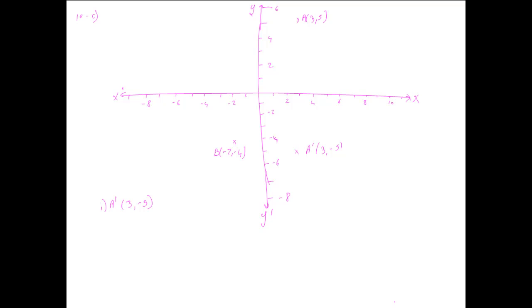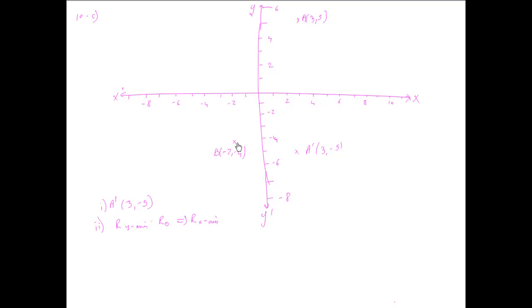B dash is the image of B reflected in the y-axis, followed by reflection in the origin. So, children, reflected in y-axis followed by reflection in origin. For the second part, reflection in y-axis followed by reflection in origin is the same as reflection in x-axis, children. It's the same as reflection in x-axis.